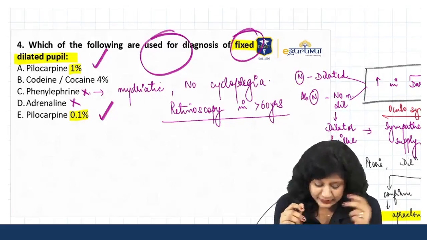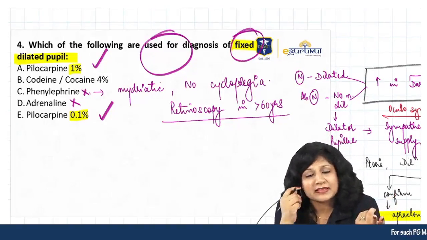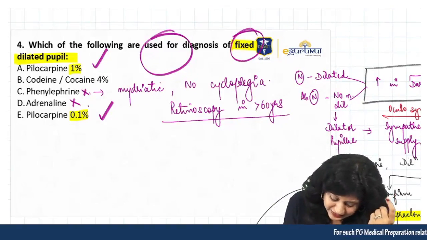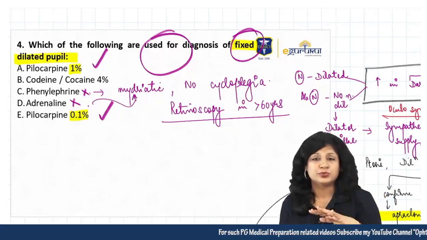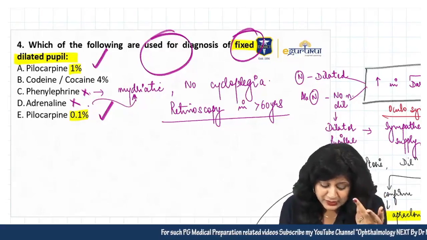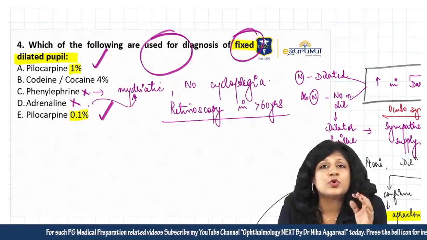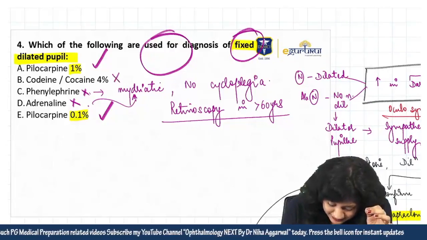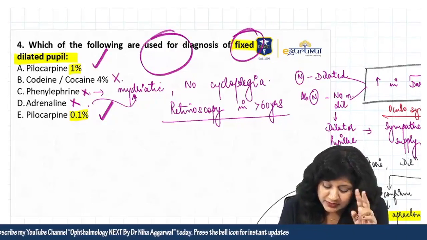Then we have adrenaline. Adrenaline is a sympathetic supply, so this will further dilate and act as a mydriatic, so obviously there is no use. As far as cocaine is concerned, again there is no use of using cocaine here. So we have got two options, right? Which of the following will be used for the diagnosis of a fixed and dilated pupil?